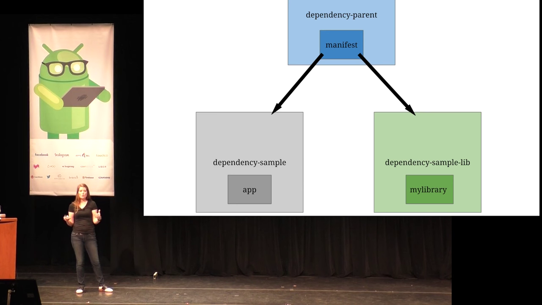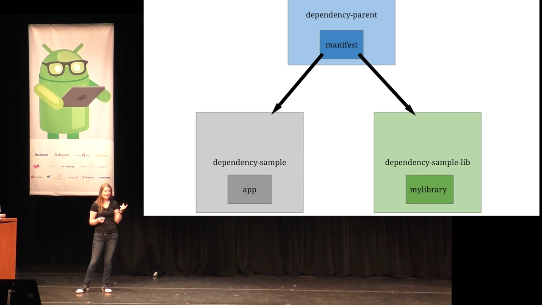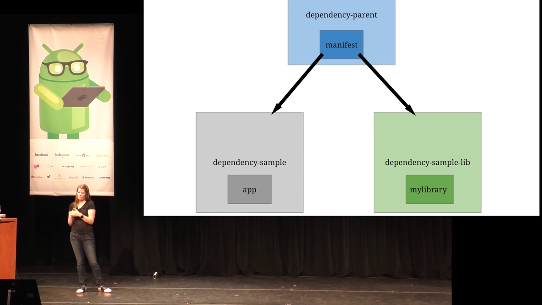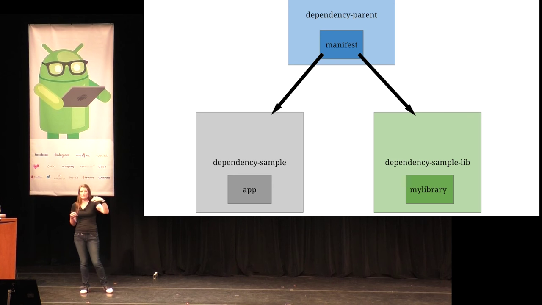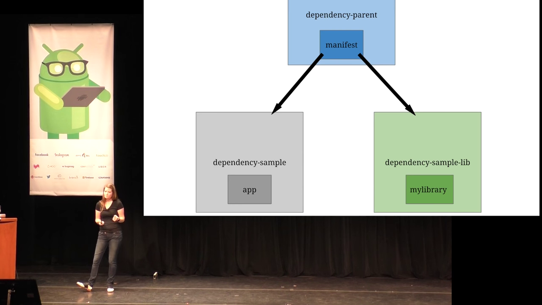So you've got a new repo now called dependency parent. And this repo has one job, and it's to contain a manifest file that lists out all the dependencies of your project. So this manifest file will list out that it depends on dependency sample repo, and it also depends on dependency sample library. So notice that the directions of these arrows have changed, whereas with git submodules, we knew that dependency sample library was the parent that was depending down to the library. Here, our parent repo is just saying, pull all these things in. I don't really know how they relate to each other, but just pull all of them in.